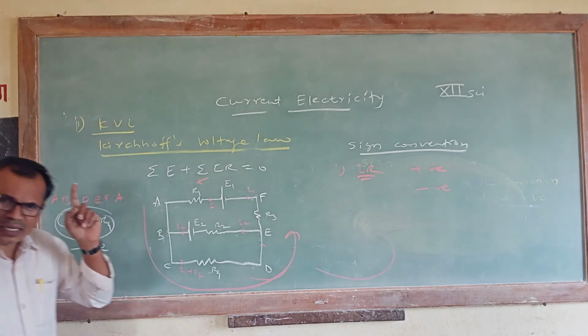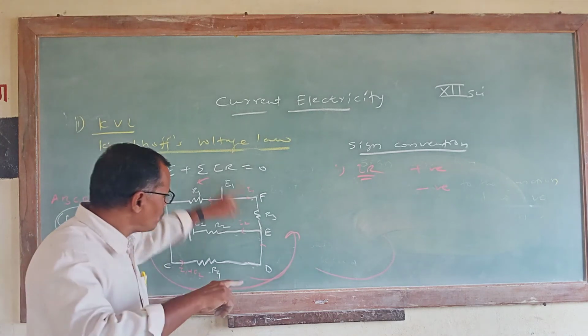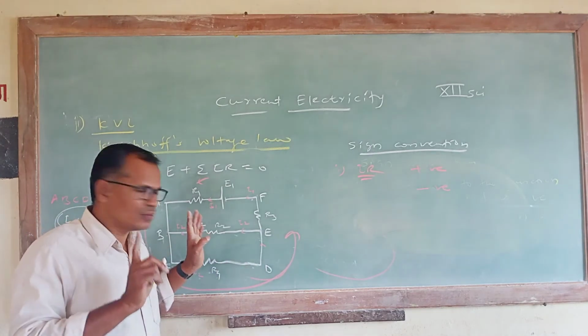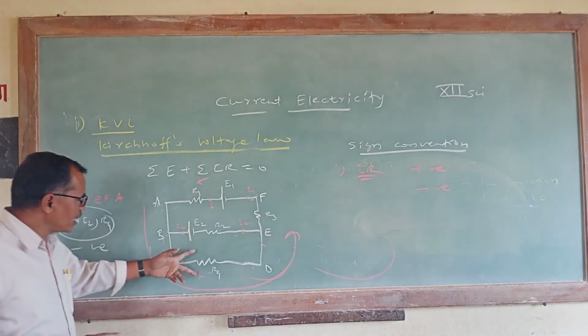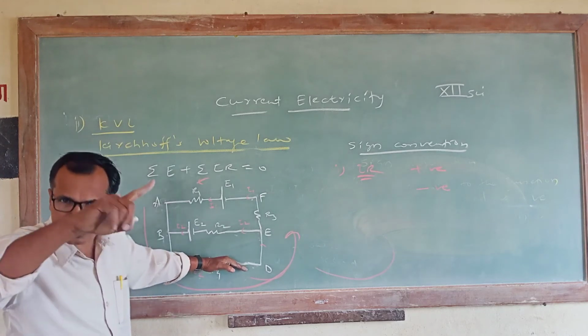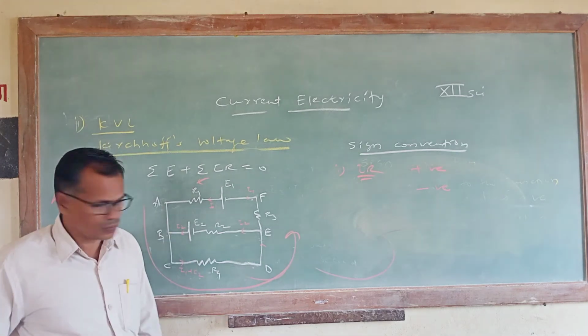If the direction of the current in the circuit and the direction of the path we have traced are both the same, then the product is taken as negative. And if the direction of the current in the circuit and the direction of the path we have traced are opposite, then the product is taken as positive.